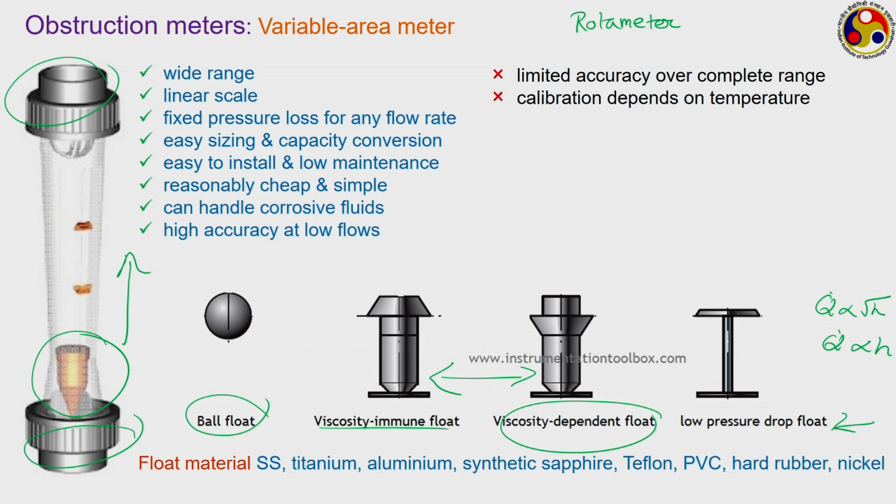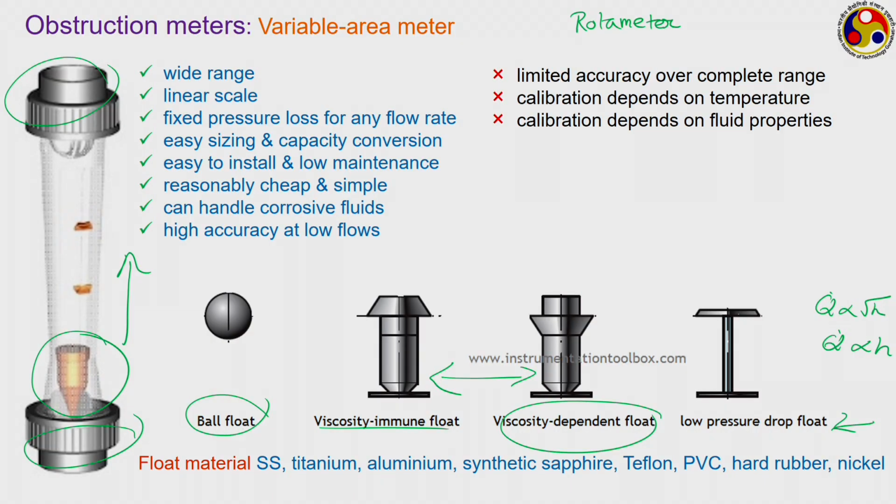Calibration depends on temperature. I have just mentioned they are easy to calibrate or hardly require any calibration, but that is true when you are dealing with an isothermal flow situation. When the temperature changes, fluid properties change drastically, and accordingly we may have to recalibrate them. Calibration depends on fluid properties. We shall shortly be seeing these 2 points in the next slide.